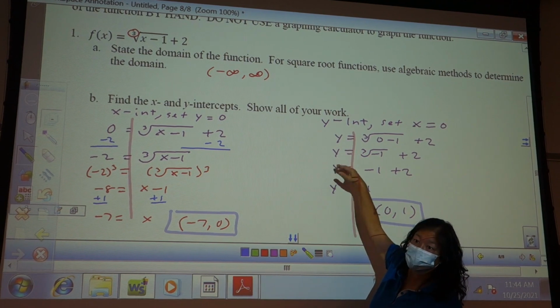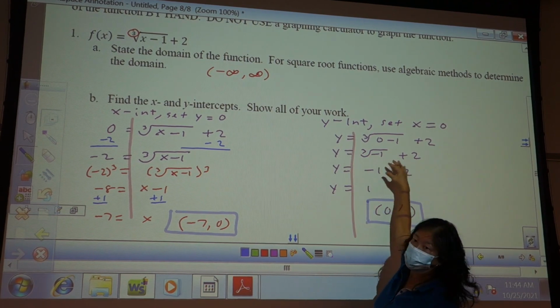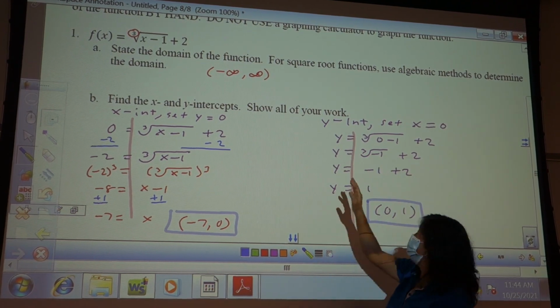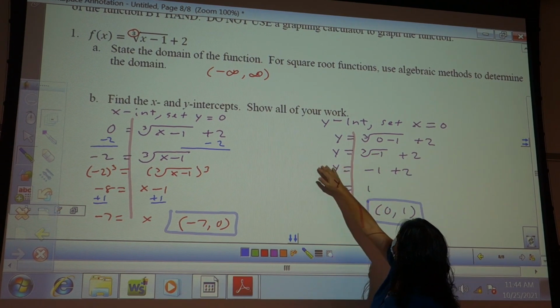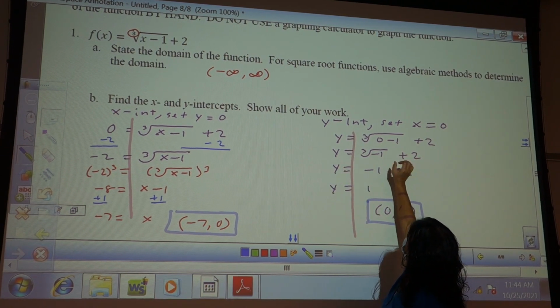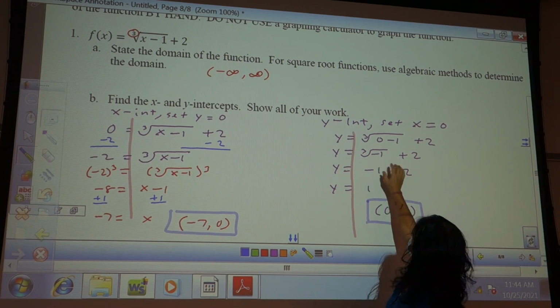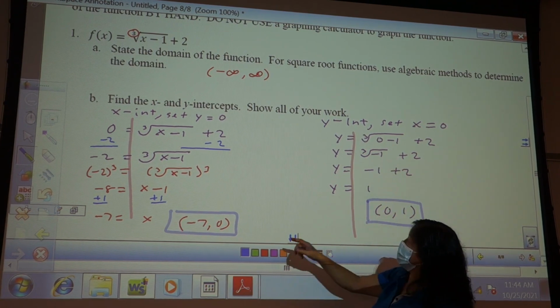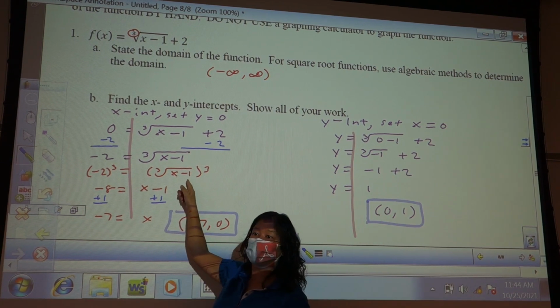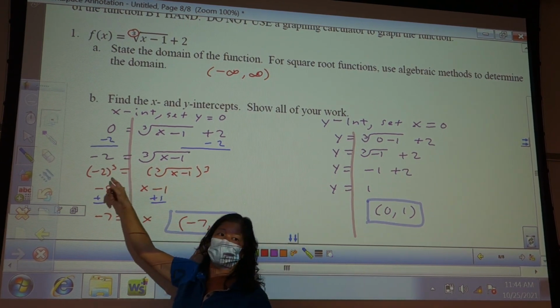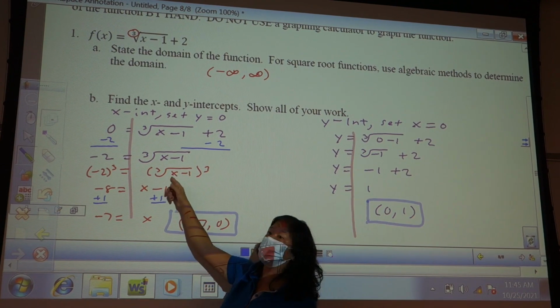Y is already by itself. So all I'm doing is simplifying this. We're not adding anything. We're not adding -2 to both sides. We're just trying to clean up what we have already. There's nothing I'm trying to simplify. Here I'm trying to get x by itself. So when we do something to both sides, we're trying to get x by itself.